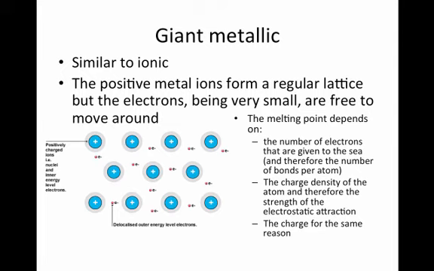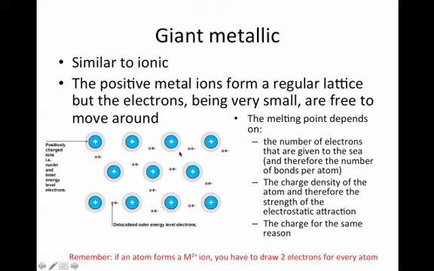The charge density on the atom means there'll be a higher electrostatic attraction, so we have a smaller atom that will be attracting the electrons to it more closely, and the charge as well. So if we have a more highly charged atom, it will also attract the electron sea to it more strongly. Okay, always remember, if an atom forms a 2+ ion, you have to draw 2 electrons for every atom when you're drawing a picture of it. A lot of people lose a lot of marks in exams for not doing that.